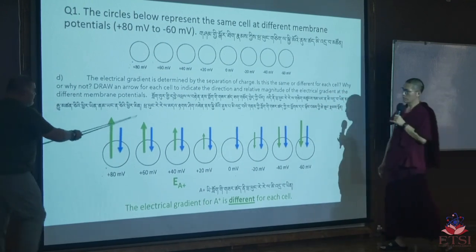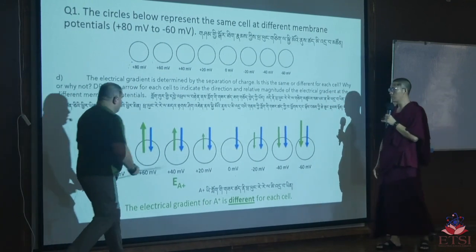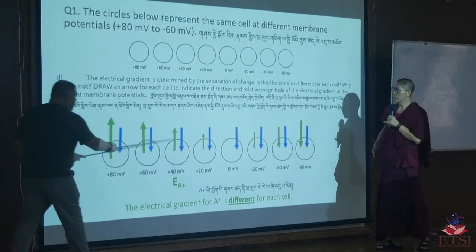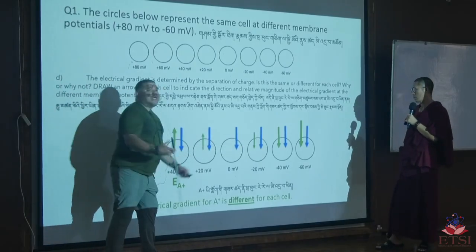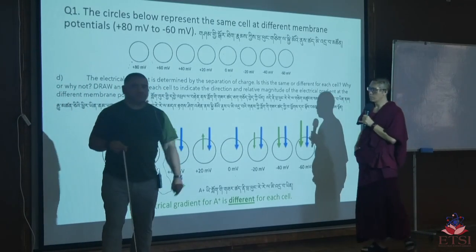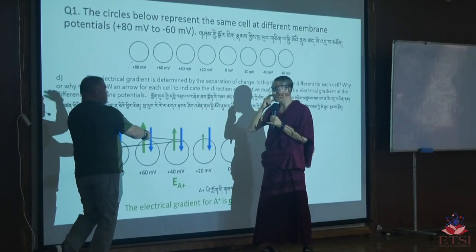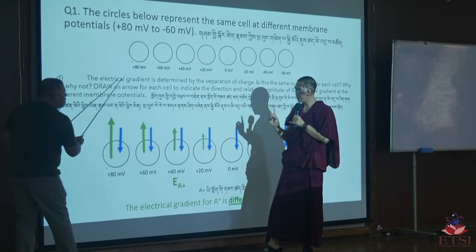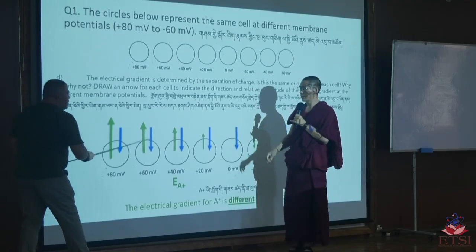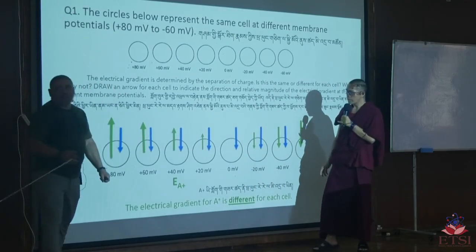And that is exactly what we show here. The chemical gradient is the same as we have already established, but the electrical gradient would be different due to the charge inside of the cell. The chemical gradient is the same as we established in the first question. But the electrical gradient would be contingent on each resting potential.